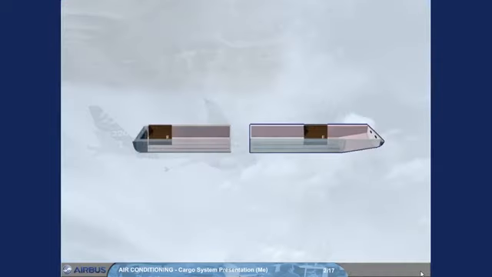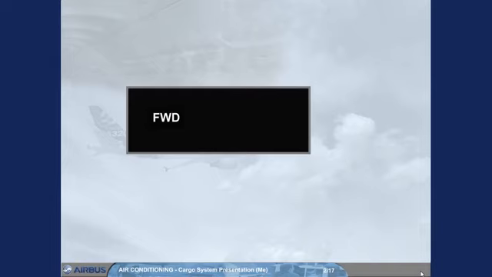The conditioning of the air in the forward and aft cargo compartments is fully automatic. The operation for these compartments is similar. So we will look at the forward cargo compartment, then we will see the differences for the aft.